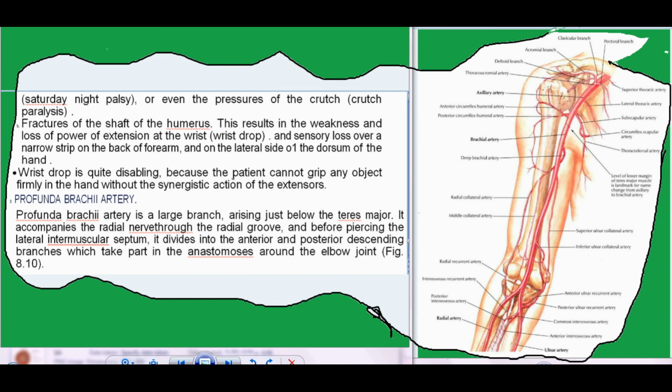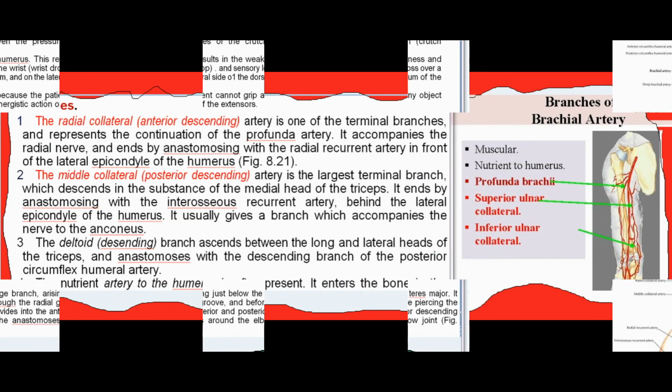3. Profunda brachii artery. The profunda brachii artery is a large branch, arising just below the teres major. It accompanies the radial nerve through the radial groove, and before piercing the lateral intermuscular septum, it divides into the anterior and posterior descending branches which take part in the anastomosis around the elbow joint, Fig 8.10.